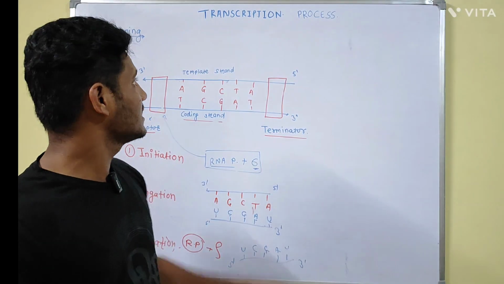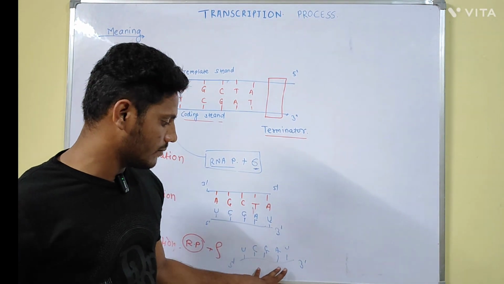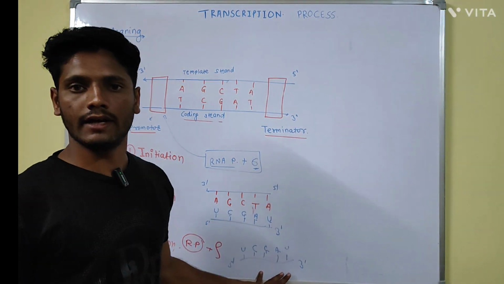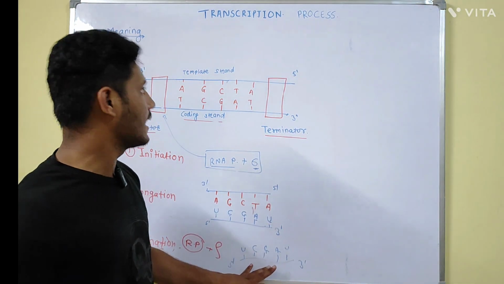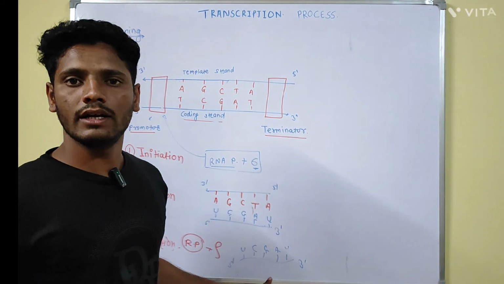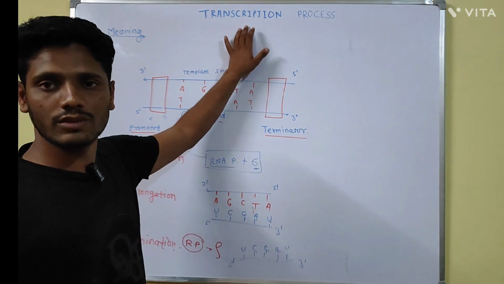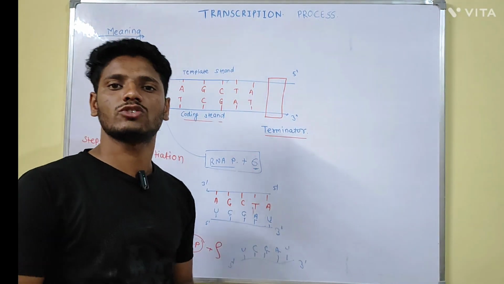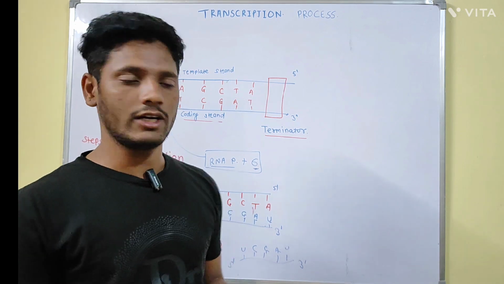Now student, in the transcription process in prokaryotes, the mRNA or RNA formed is the mature RNA and it does not require further processing. Only a single RNA polymerase enzyme is responsible for all three types of RNA formation in prokaryotes. And the transcription process as well as the translation process in prokaryotes takes place in the same compartment, that is the cytoplasm.